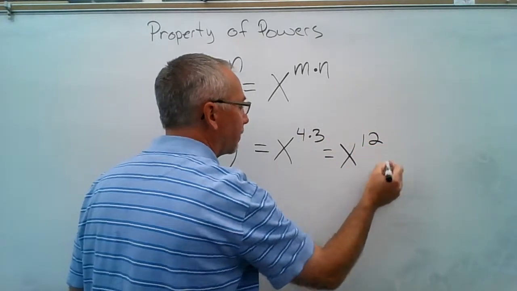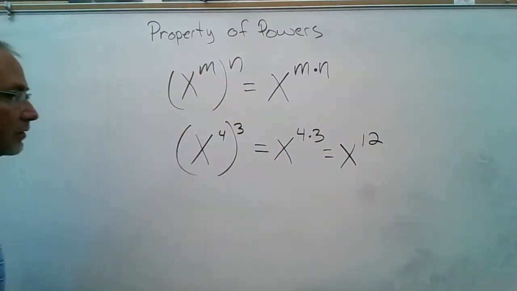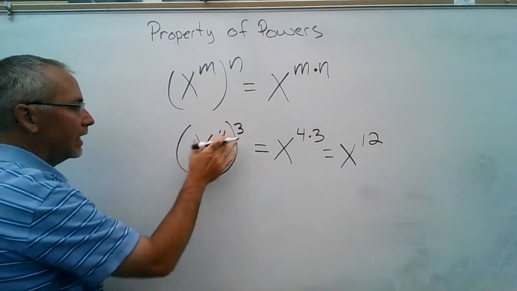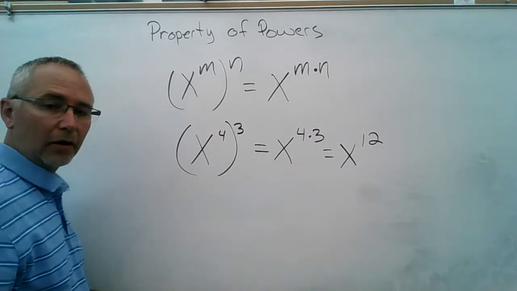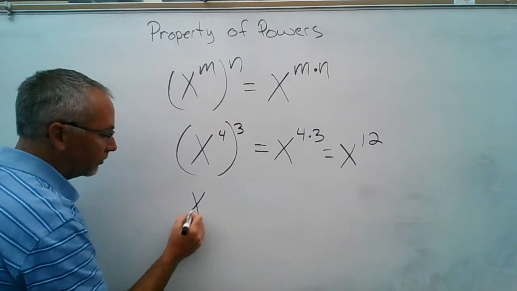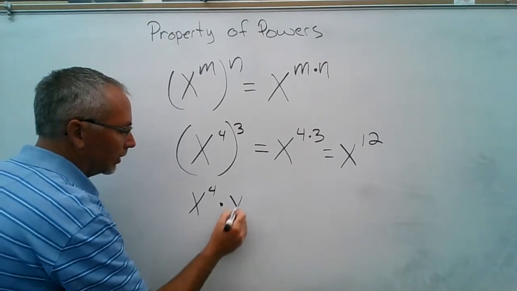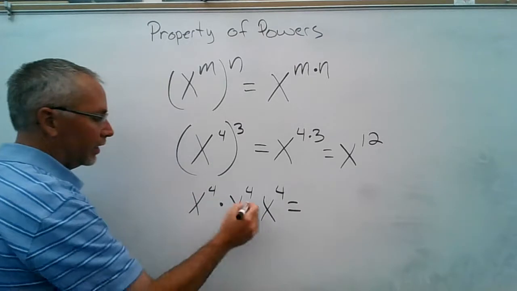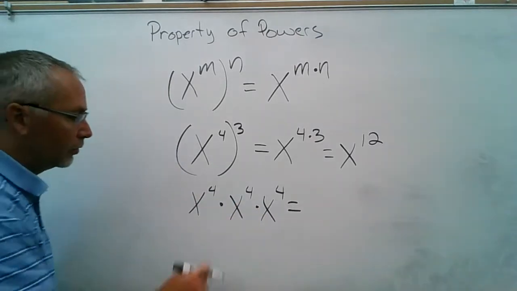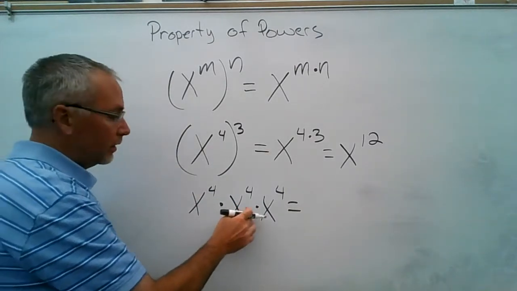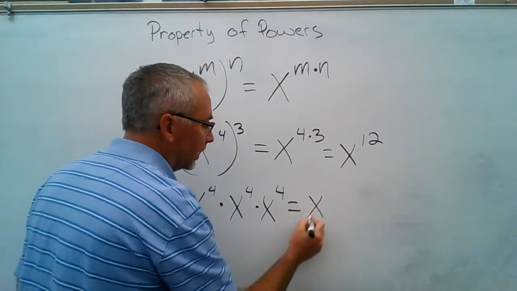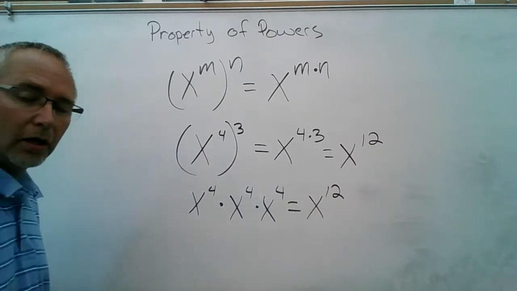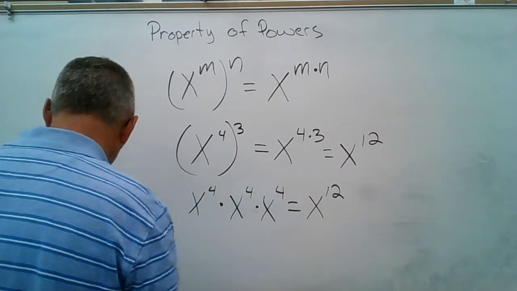to the 12th. The reason that makes sense is that this 3rd power is saying that everything in here gets multiplied by itself 3 times, so that's really representing x to the 4th times x to the 4th times x to the 4th, which then, if I know from last week, x to the 4th times x to the 4th is x to the 8th, times x to the 4th again gives me x to the 12th. And again, that's the basis of what we talk about with the property of powers.